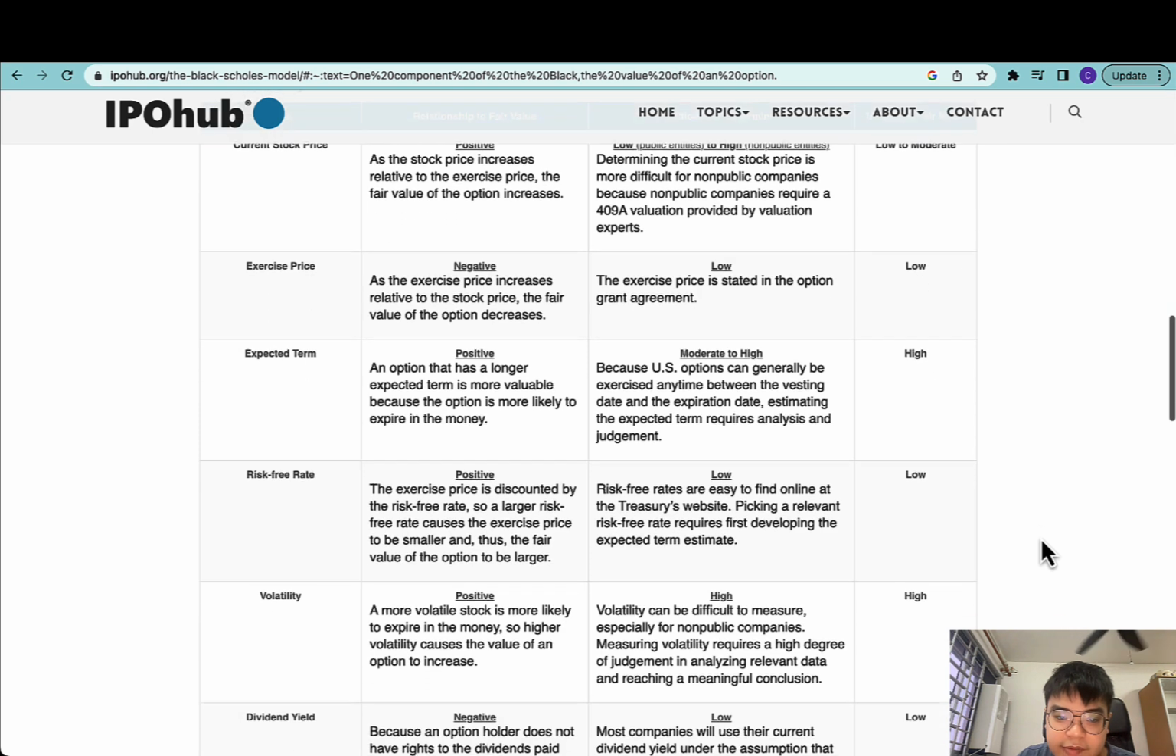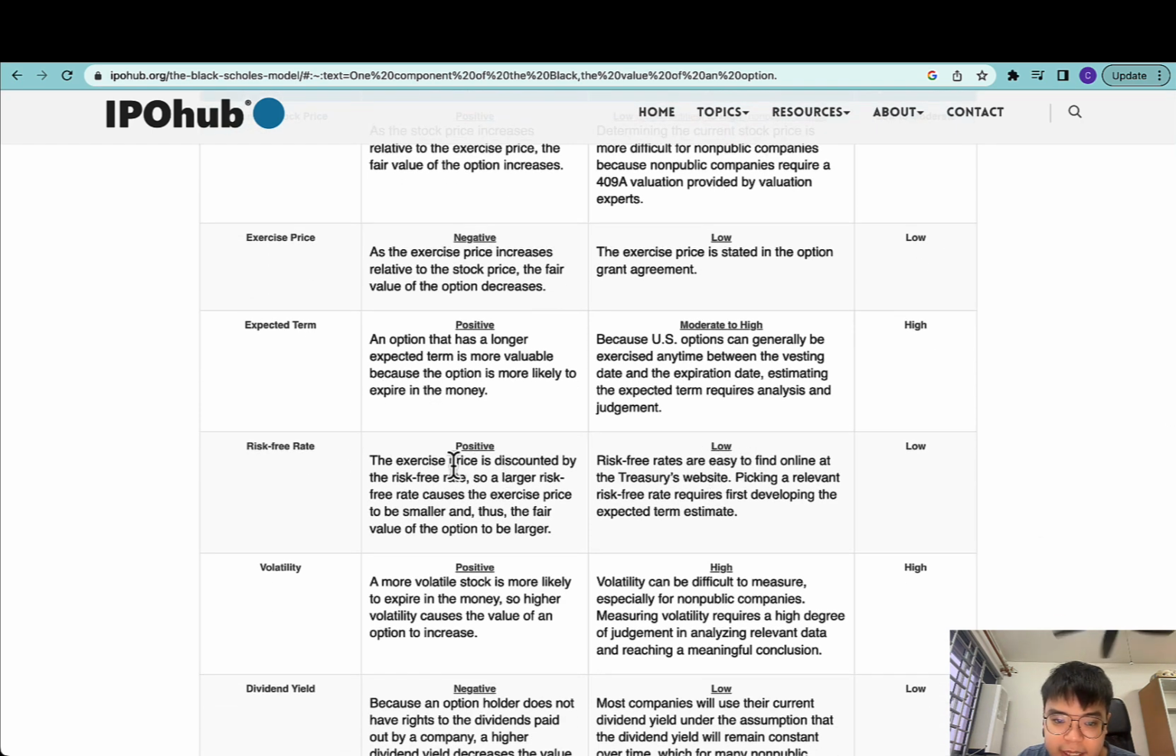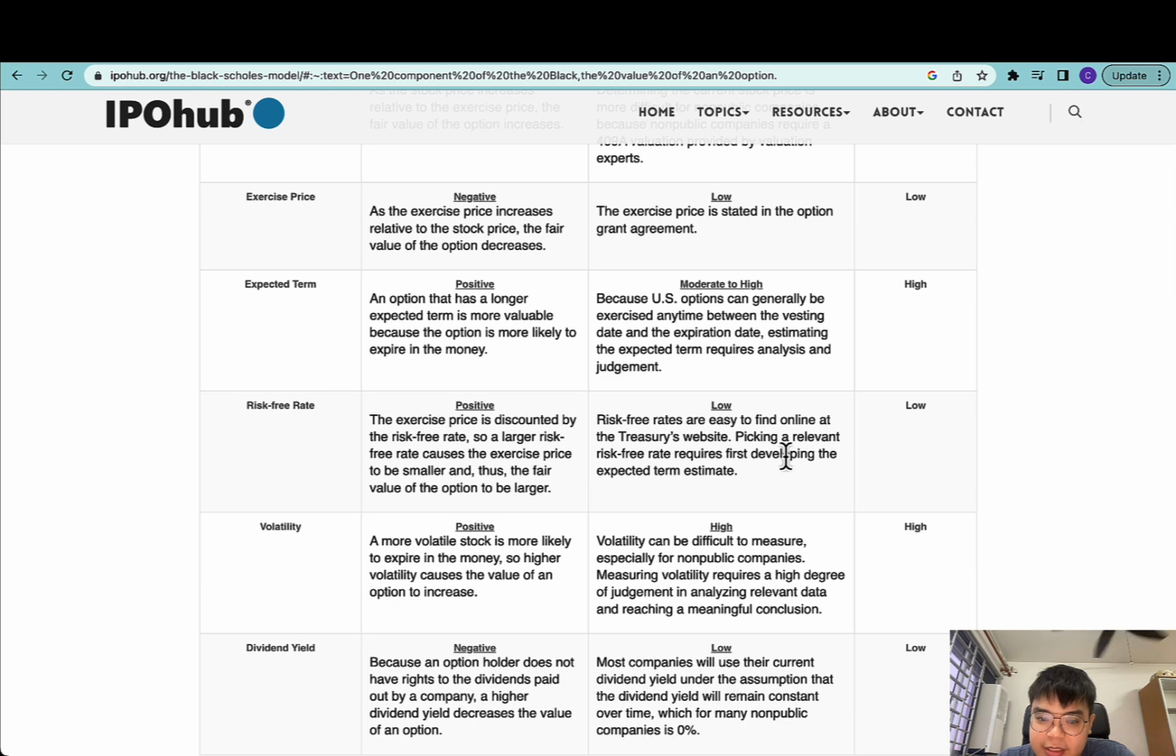In this case, the risk-free rate is easy to find online. The exercise price is discounted by the risk-free rate. So a larger risk-free rate causes the exercise price to be smaller, and thus the fair value of the option to be larger. So I think the risk-free rate is the interest rate, I guess. Yes, that's why you can find it on the Treasury's website.